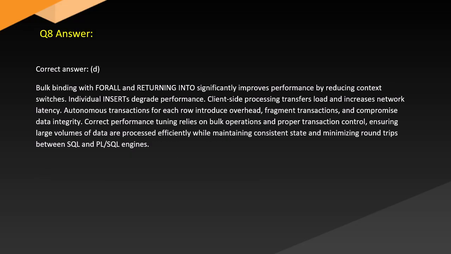Answer. Correct answer: D. Bulk binding with FORALL and RETURNING INTO significantly improves performance by reducing context switches. Individual inserts degrade performance. Client-side processing transfers load and increases network latency. Autonomous transactions for each row introduce overhead, fragment transactions, and compromise data integrity. Correct performance tuning relies on bulk operations and proper transaction control, ensuring large volumes of data are processed efficiently while maintaining consistent state and minimizing round trips between ESQL agents.